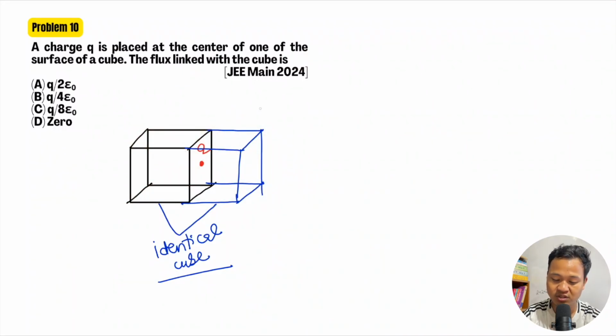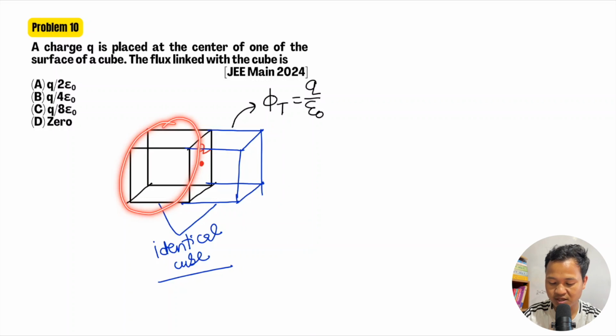So the flux passing through this total surface is what? Q by epsilon naught. You see this is half of the total surface.